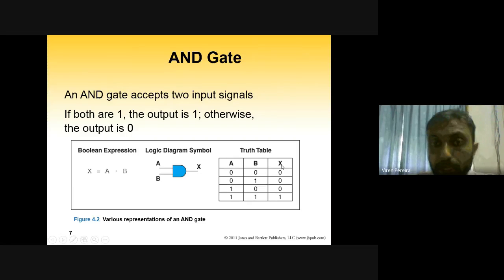Okay. Now your output. Since we are considering only two input signals, we can see the truth table here. 0 into 0 gives us 0. 0 into 1 gives us 0. 1 into 0 gives us 0. 1 into 1 gives us 1. So all the outputs are 0 except for 1 into 1, which gives us 1. So this is your AND gate. Remember, for the AND gate, the operator is a multiplier.